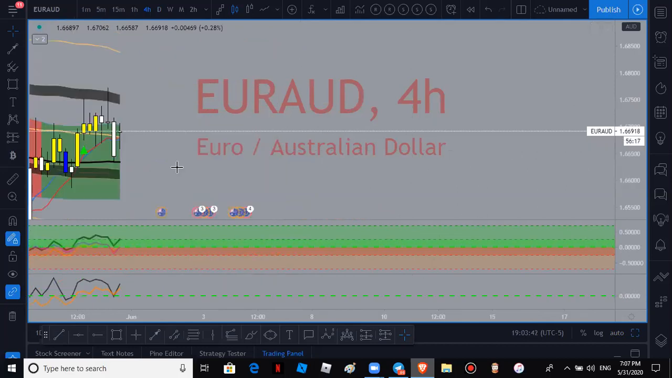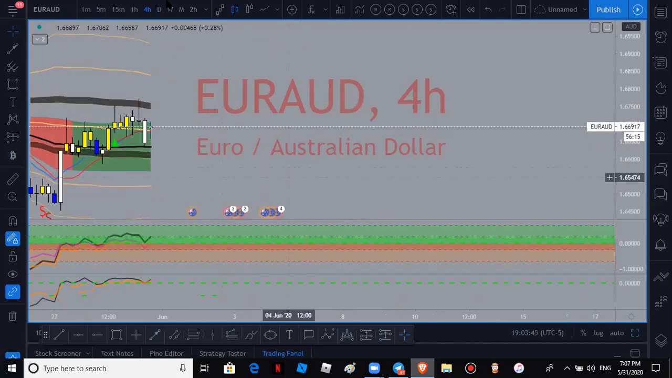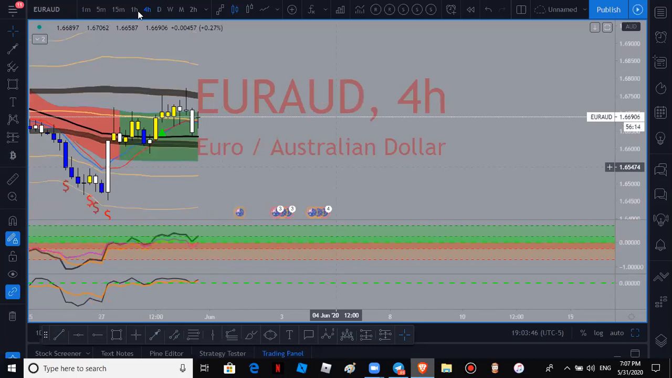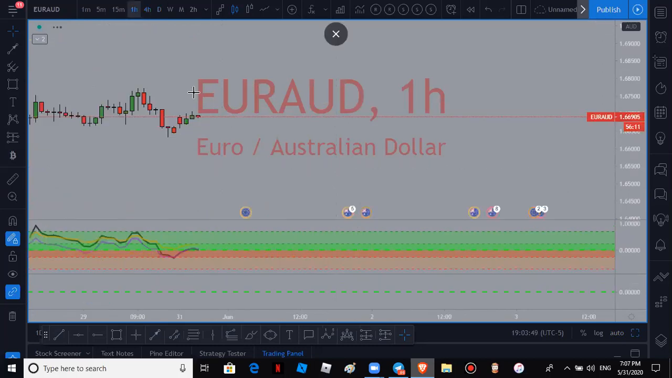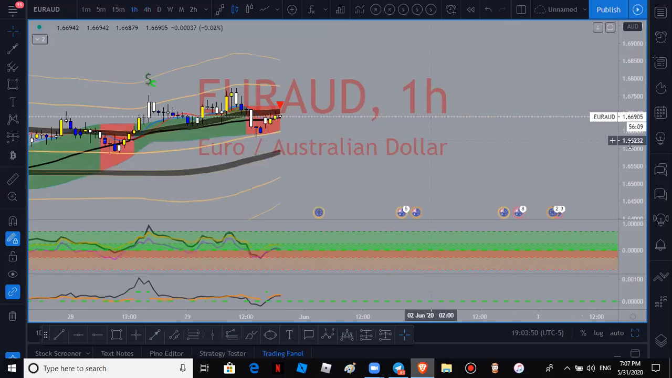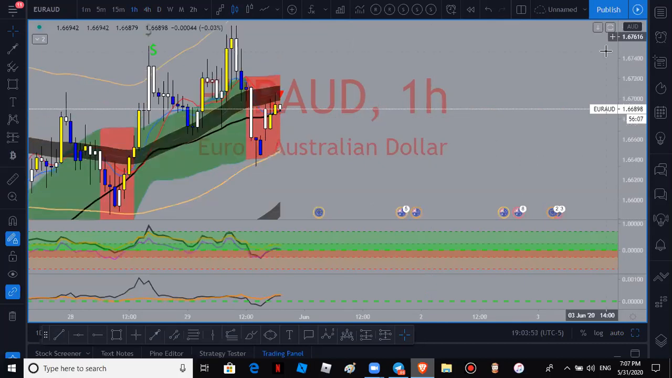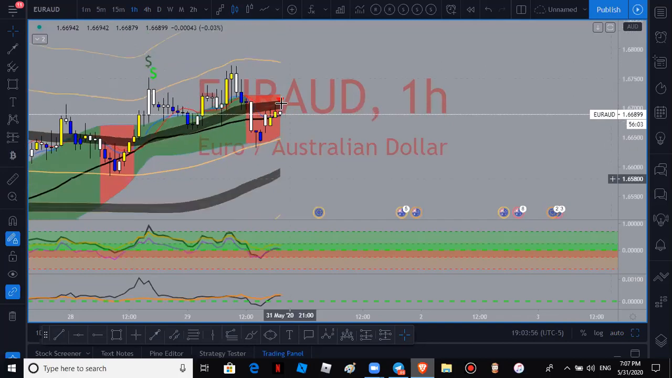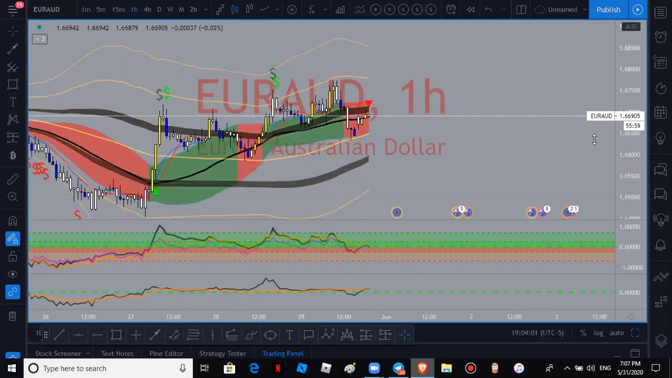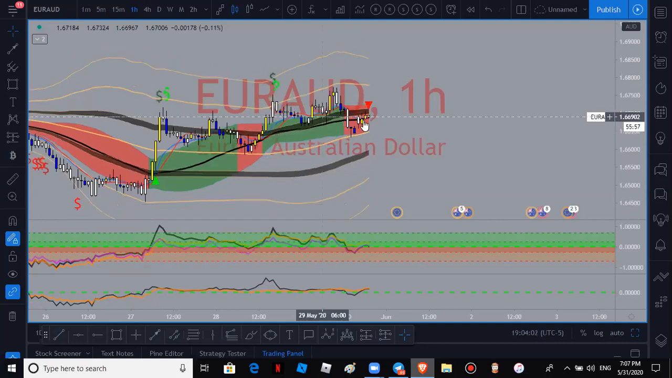Is this in the gap in the market that I see? I think it is. Let me go on 1 hour real quick. Oh, never mind. It is in the gap. It kind of looked like one. But anyways, this 1 hour time frame is calling for the sell, but I'm not really feeling the sell. I like the buy way more than the sell right now.